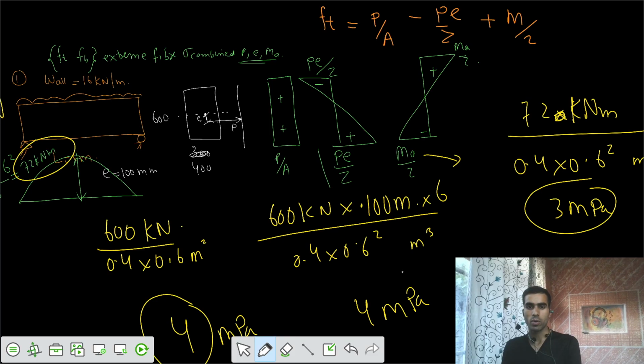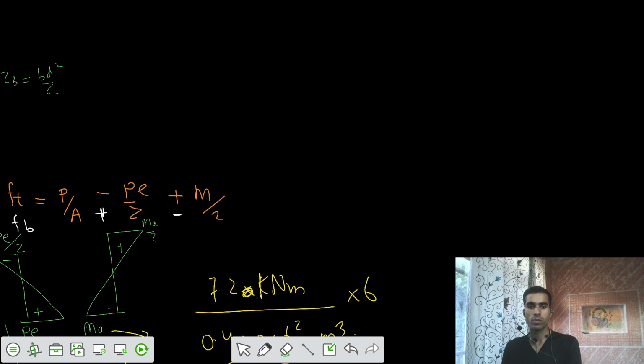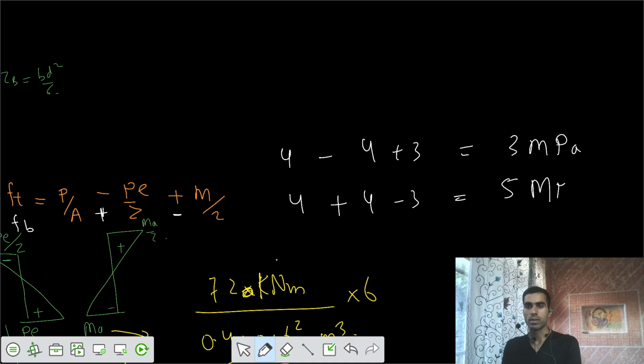And stresses at the bottom, if I want to say what are the stresses at the bottom, that is P by A plus PE by Z minus M by Z. So I would solve that: 4, 4, 3, 4, 4, 3. So I would say 4 minus 4 plus 3 and 4 plus 4 minus 3. So at the top you had stress of 3 megapascals, and at the bottom fiber you have stress of 5 megapascals. So this is our variation.